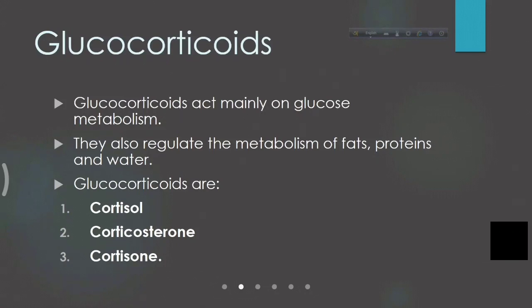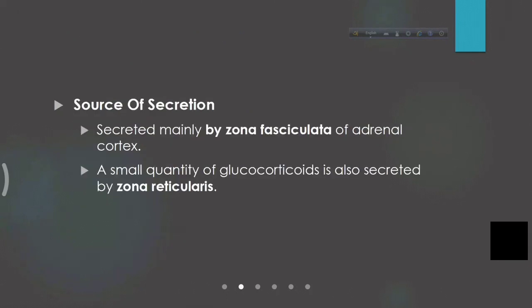The main glucocorticoid in the body is cortisol, to a lesser extent, corticosterone and cortisone. Most powerful is cortisol, the second most powerful is corticosterone. Cortisone has very minimal effects. They are secreted by the zona fasciculata, the middle layer, the widest layer of the adrenal cortex. In the fasciculata, the parenchymal cells are arranged in cords, fascicles.